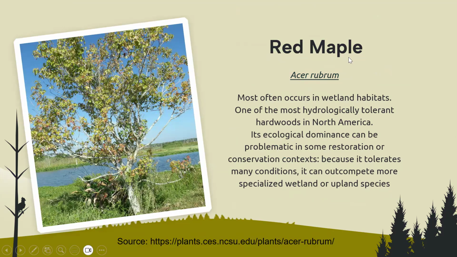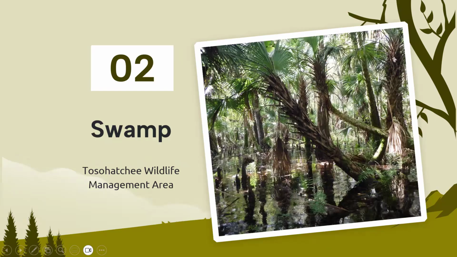And lastly, we have the red maple, Acer rubrum. It is most often found in wetland habitats. It is one of the most hydrologically tolerant hardwoods in North America. And its ecological dominance can actually be a problem in some restoration or conservation contexts because it is very tolerant of many conditions, so it outcompetes a lot of species in both wetlands and upland habitats.